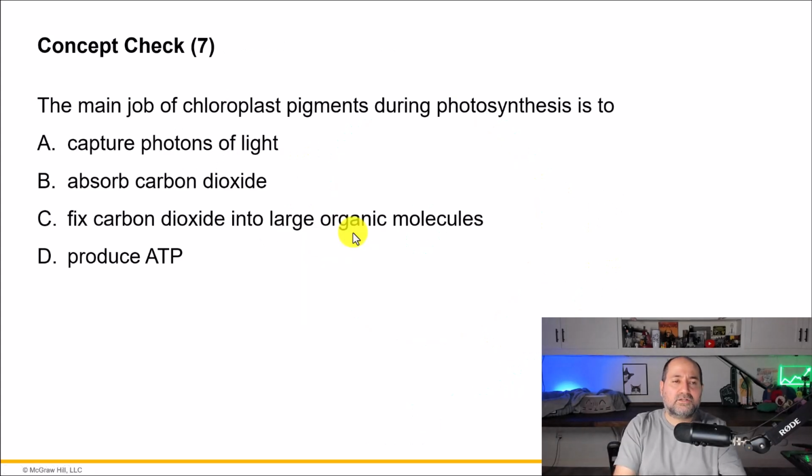And with that, our final concept check. Let's see if we learned something. The main job of the chloroplast pigments during photosynthesis is to capture photons of light. Yes, that's what they do. They allow the light reactions to occur because they are excited. Their electrons go to a higher energy state when photons of light strike them. So it's not B because they don't absorb carbon dioxide. It's not C because they don't fix carbon dioxide into large organic molecules. And it's not D because they don't produce ATP. So it has to be A.